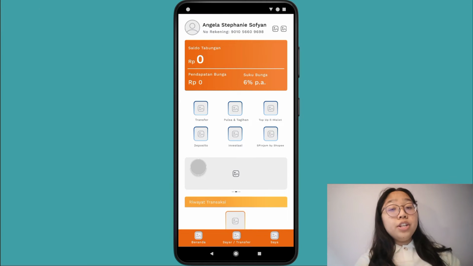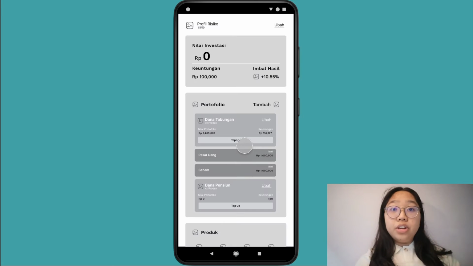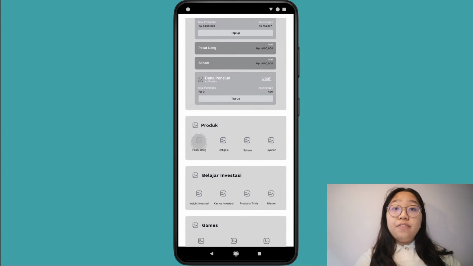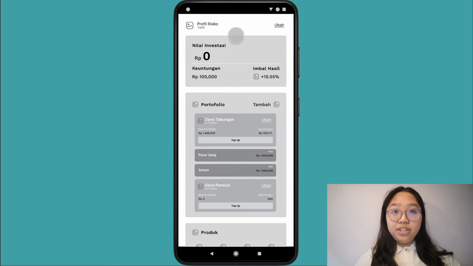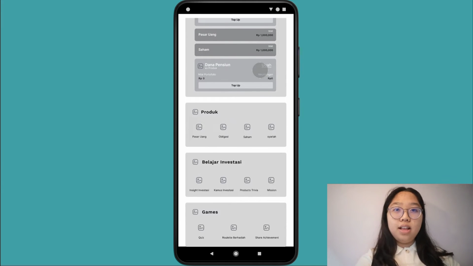And for our solution concept, there are 4 key features that we offer. There are trivia, product recommendation based on risk profile, gamification, and user journey or tutorial. For gamification, there are roulette games, investment quiz, shareable achievement, information summary, trivia, and user journey.